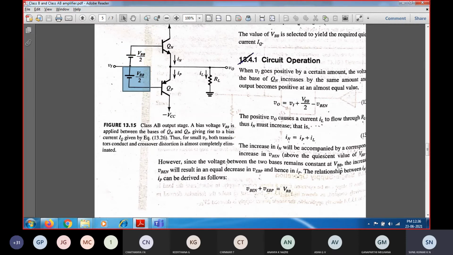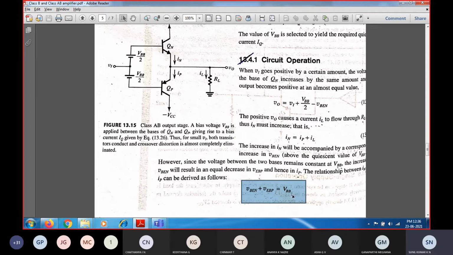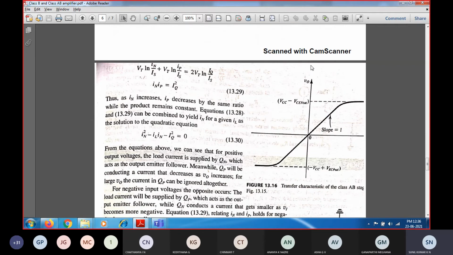You can see the two bases remain constant at VBB, and hence VBEN plus VBEP will be equal to VBB. If VBB is made equal to the base to emitter voltage of the N transistor plus the base to emitter voltage of the P transistor, then obviously you will be getting the output signal without any distortion. And this figure shows the transfer characteristics of the class AB amplifier.